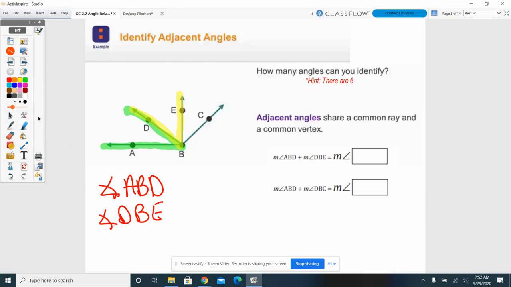DBE. Next, I see EBC. Now, those are the three that are obvious to see. So where are those other hiding ones? Okay, well, here is one. We have a big outside one, angle ABC. That's a big outside one.